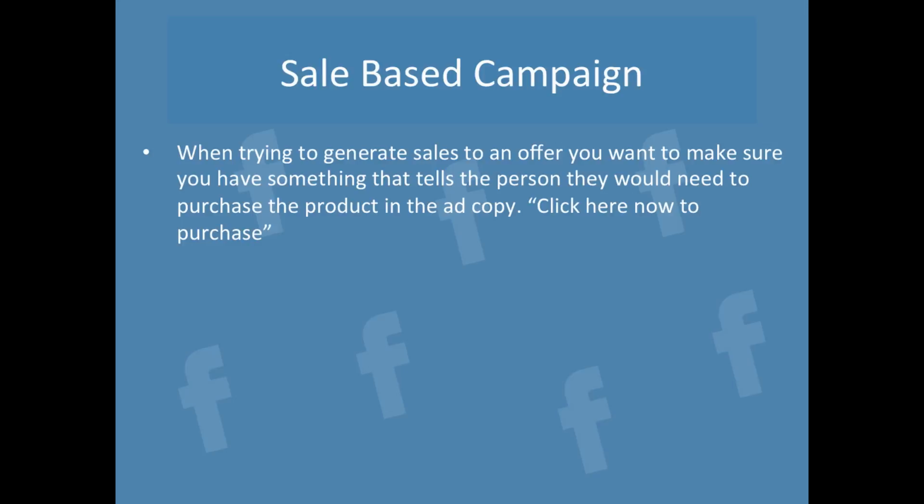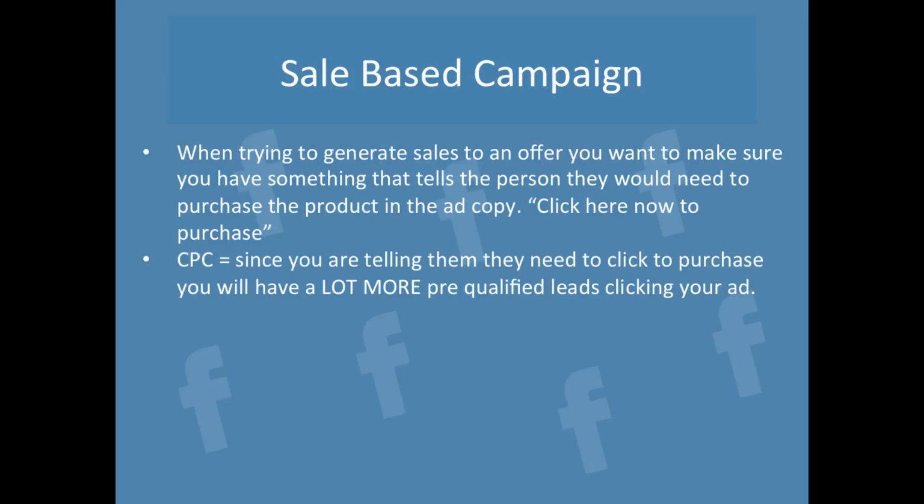So when trying to generate sales to an offer, you want to make sure you have something that tells the person they would need to purchase the product in the ad copy. So something like "click here now to purchase" is what I would include personally in my ad copy. And why do I do that? Because CPC is you are telling more people that you need to click to purchase. All right, so again, like I said, click here to purchase.